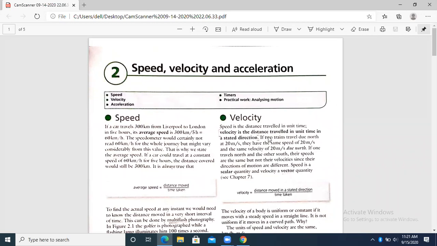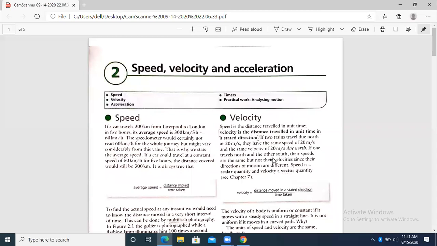So here, both trains are traveling at the same speed, no problem, but their direction is changed. One goes from south to north, the other from north to south. So their speed is the same, but their velocity changed because of the direction change. Speed is a scalar quantity and velocity is a vector quantity. We discussed that. For velocity, we need direction, but for speed, we don't need direction.